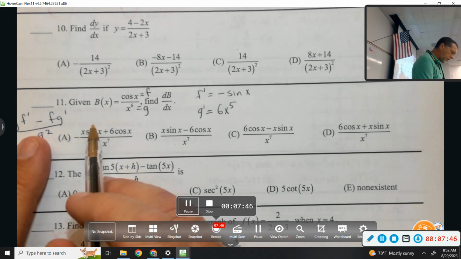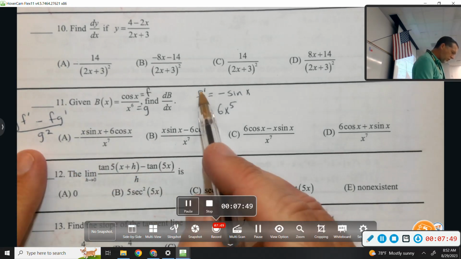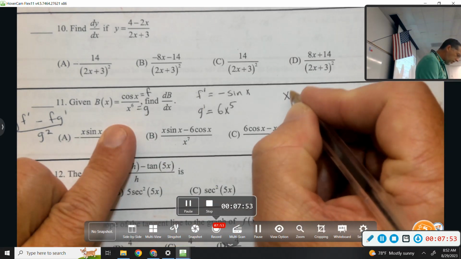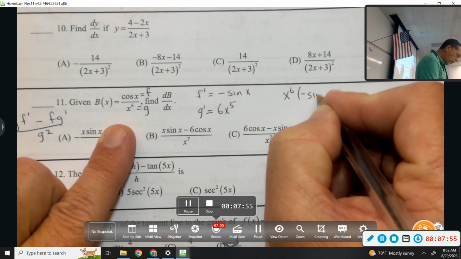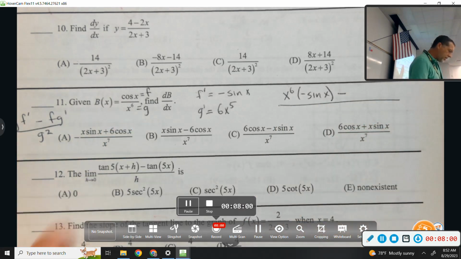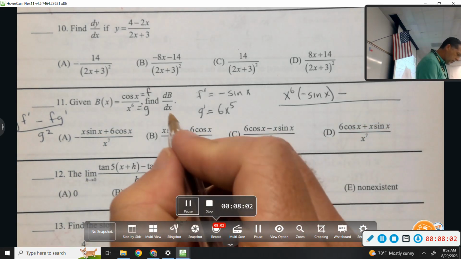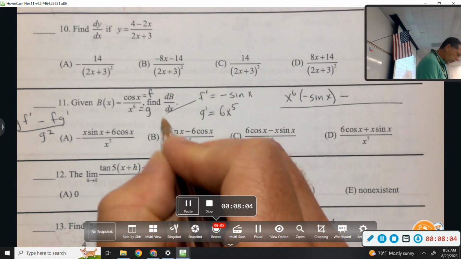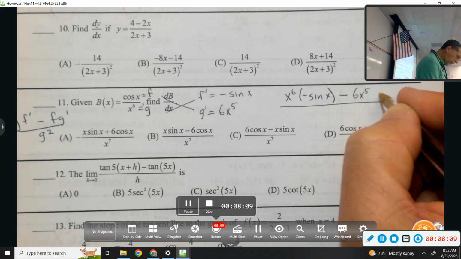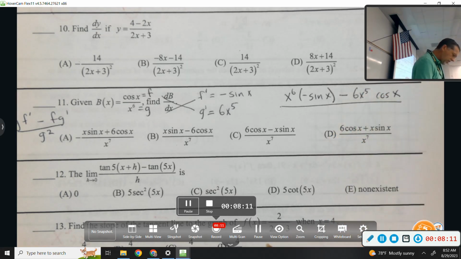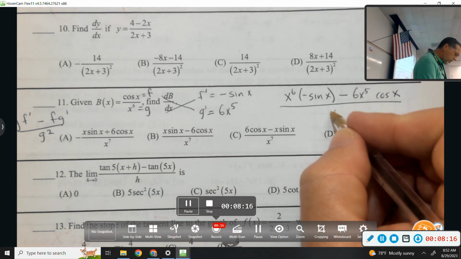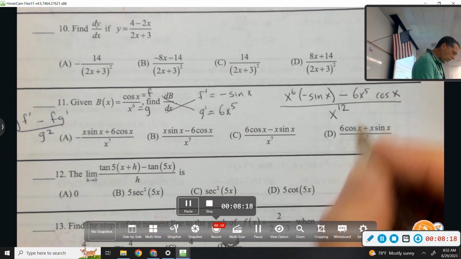Okay, so let's put all the pieces together. g f prime would be x to the 6th times negative sine of x, minus, so that was g f prime, minus f g prime, 6x to the 5th cosine of x, all over g squared, so that would be x to the 12th.